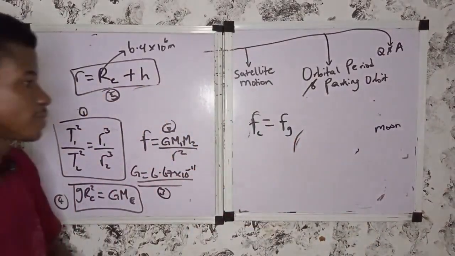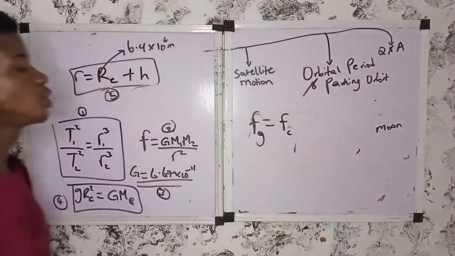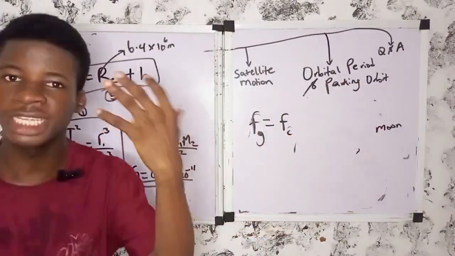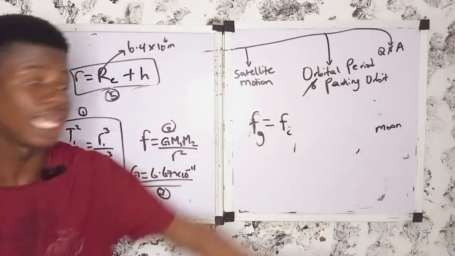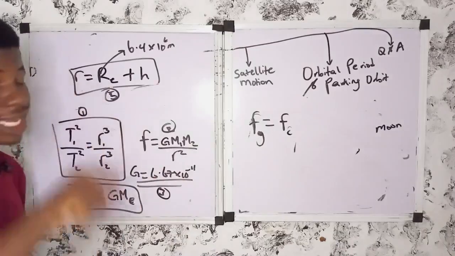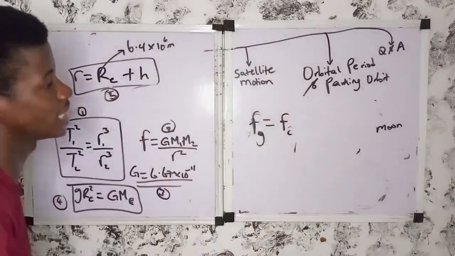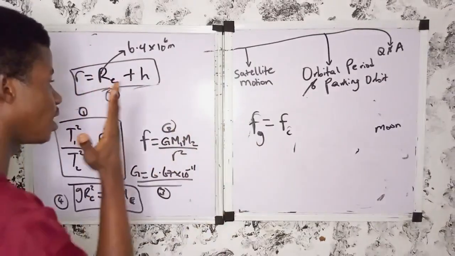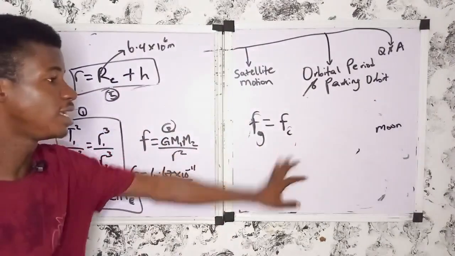So let me just write it like this: Fg equals Fc. It is the gravitational force that produces the centripetal force that enables the satellites, the moon or any communication satellite, to keep on revolving around the Earth. It is that force that provides the centripetal force. I'm teaching you guys how to derive the equations. Now Fg is equal to Fc.